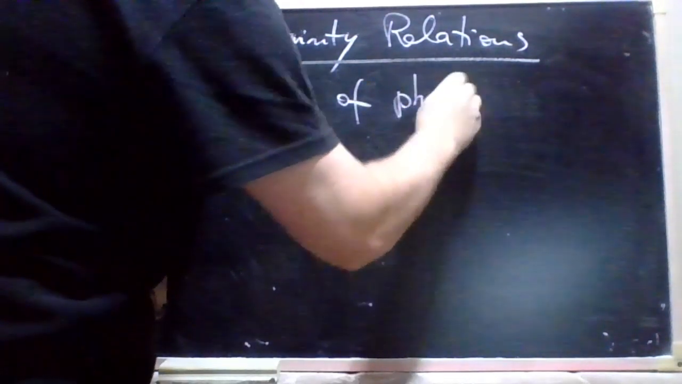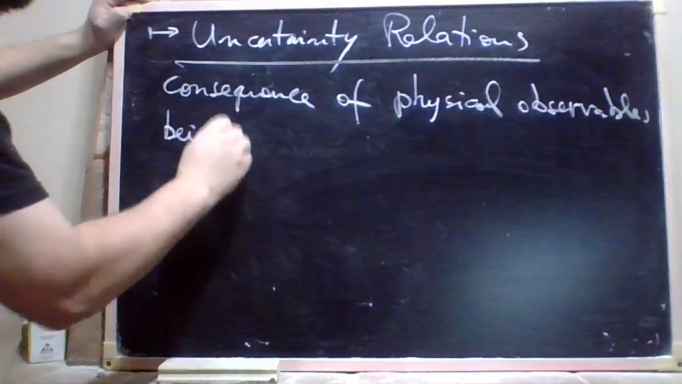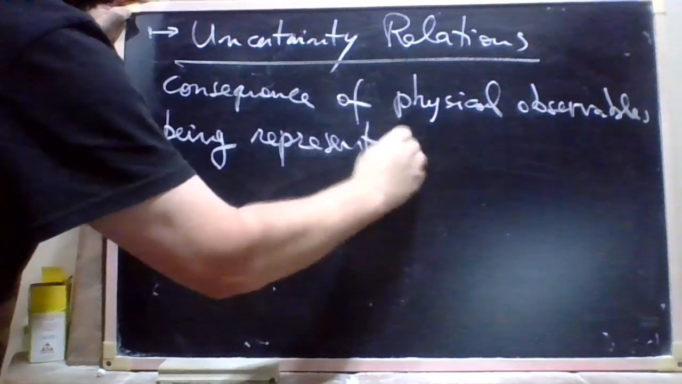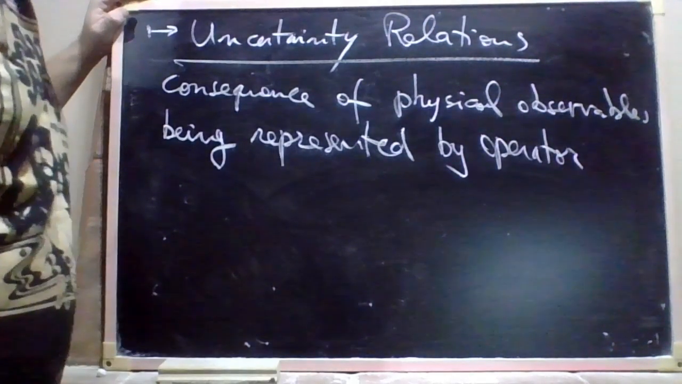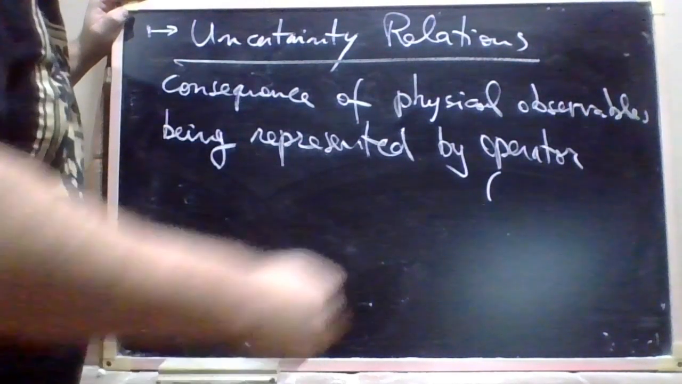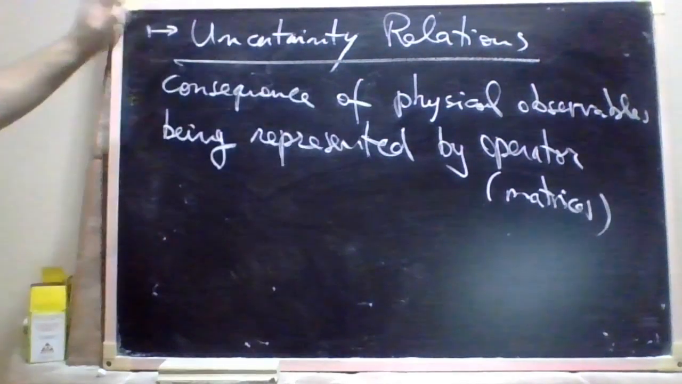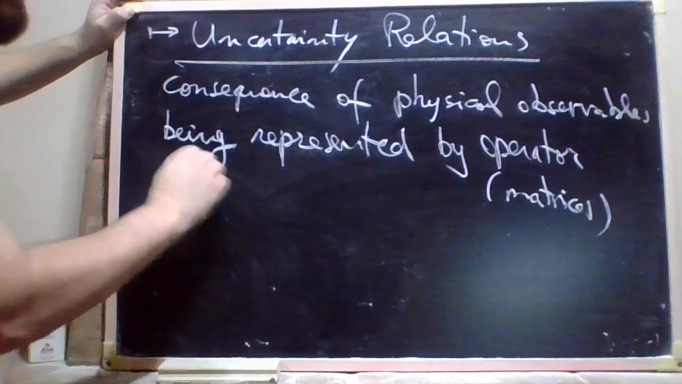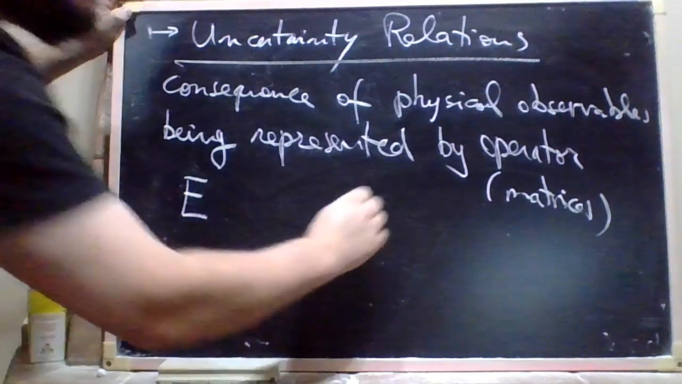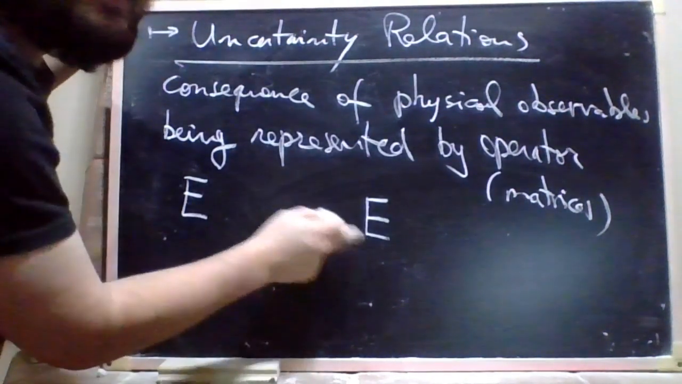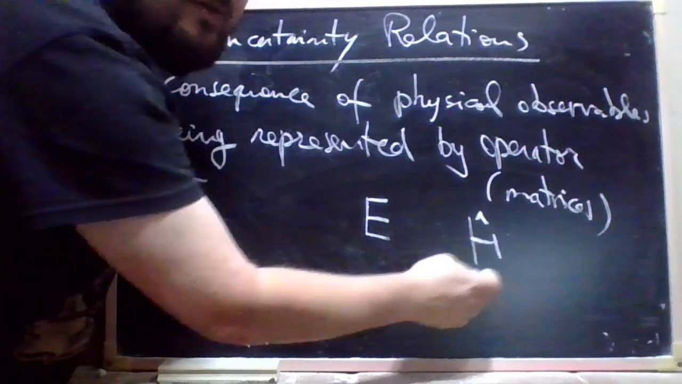So it's a consequence of physical observables being represented by operators. They can be differential operators or matrices, but even a differential operator can be shown to be just a limit of a matrix. So you need matrices to represent them. In classical physics, energy is just energy. It's a number. At a given instant of time, a particle has an energy. In quantum mechanics, the energy is an eigenvalue of a matrix, the Hamiltonian, which is a matrix. It's a mathematical operator, all right?